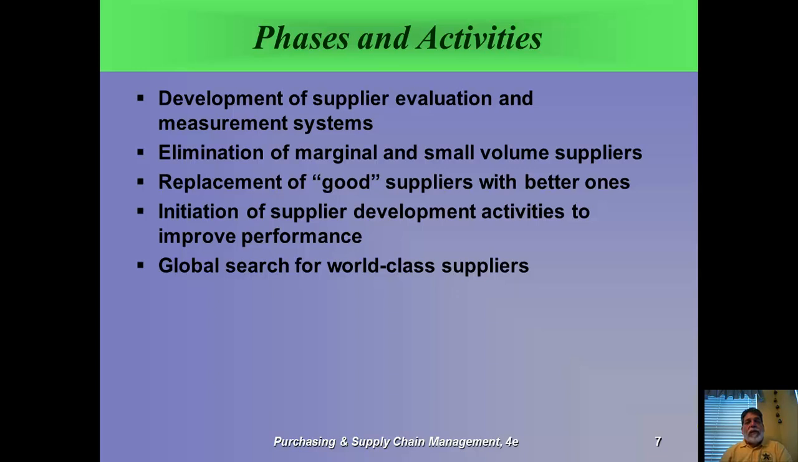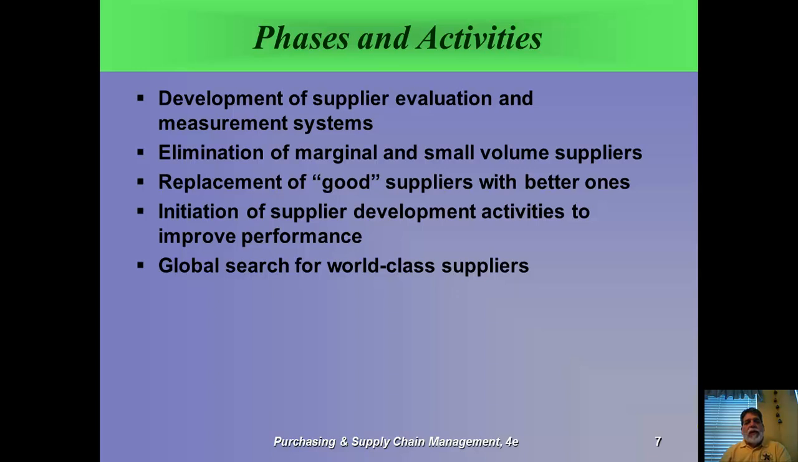Now, there are phases and activities to working with suppliers. We start first with the development of the supplier evaluation. We communicate this with them. We want them to be okay with it because they're going to have to supply us with information. Once we find our suppliers, we're going to start working towards the elimination of the marginal and small volume suppliers. They may not think it's good for them, but they're probably not giving you the best attention as you require.